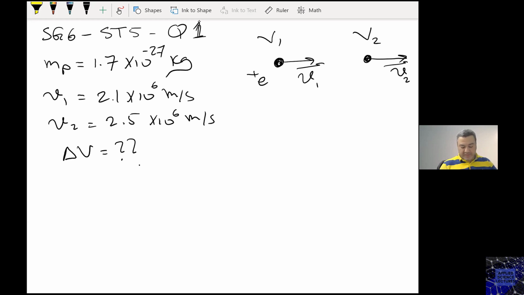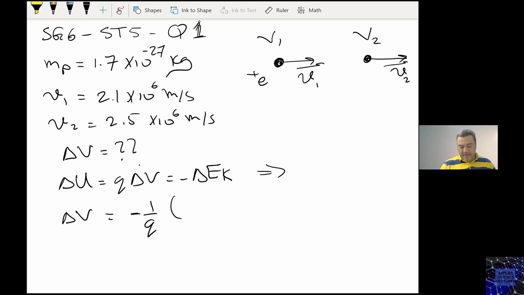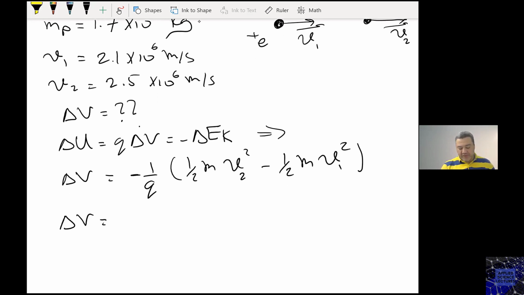Okay, so in this case, we have delta U equals to Q delta V equals to minus delta EK. And here, delta V becomes minus 1 over Q times half M V2 squared minus half M V1 squared. Delta V is, take the half M outside, minus 0.5 M over Q, V2 squared minus V1 squared.